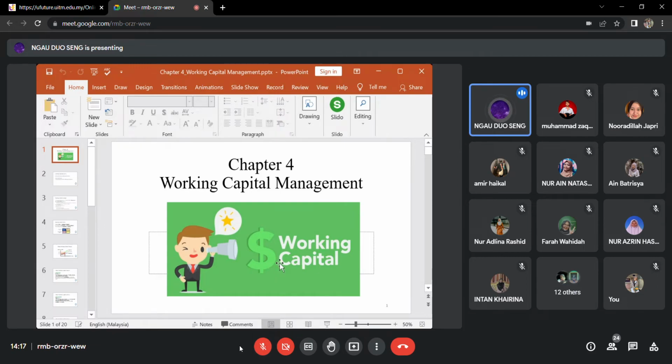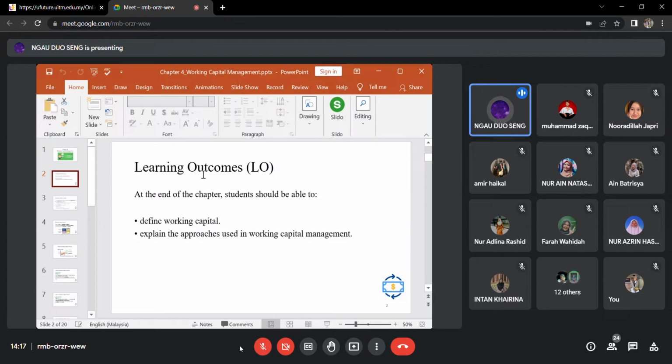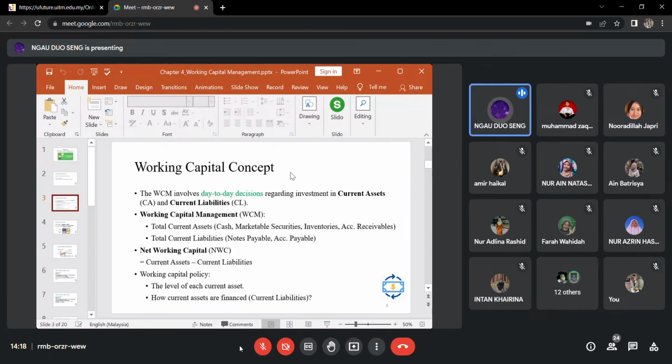So this one also a short chapter. Yang pendek, this one quite short. Next, we have learning outcome. At the end of the chapter, students should be able to define what is working capital and then explain the approaches used in working capital management. All right, so working capital concept here, the working capital management, right.